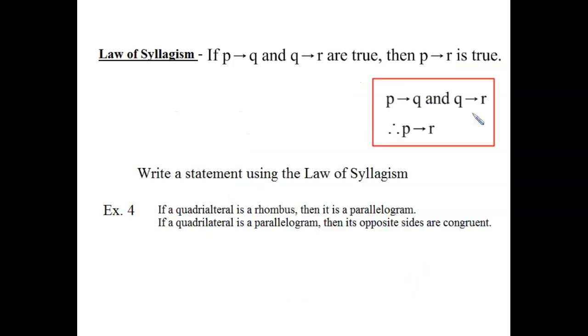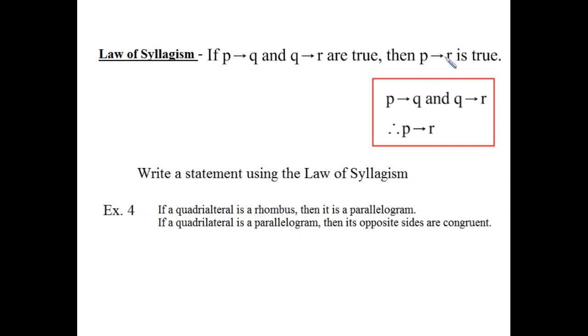Now our second law of logic is the law of syllogism. And this one states if P implies Q and Q implies R are true, so we have 2 true if-then statements, then we can connect those with a chain of logic that P implies R is true.